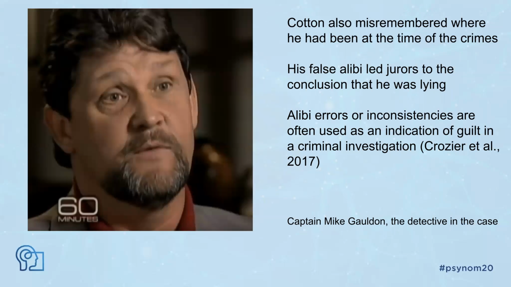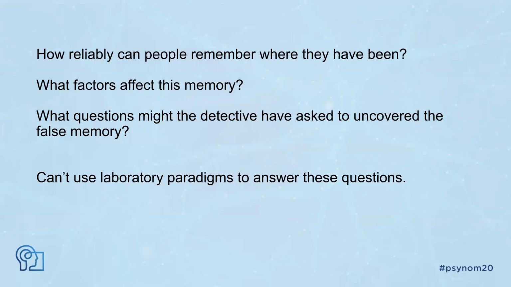However, there's another key aspect of this case which has had less attention, and that's that Cotton supplied a false alibi. And of course, that led jurors to the conclusion that he was lying. So instead of remembering where he'd been at the time of the crime, he remembered where he'd been the week before. And so an important question from an applied sense and also from a pure sense is, how reliably can people remember where they've been? What factors affect that memory? And what questions might the detective have asked to uncover the false memory?